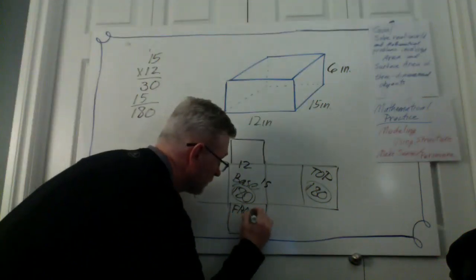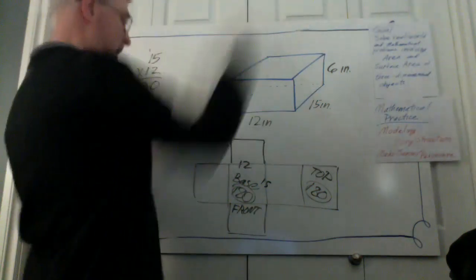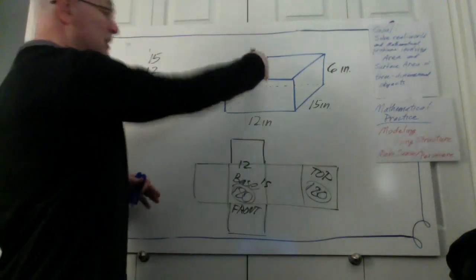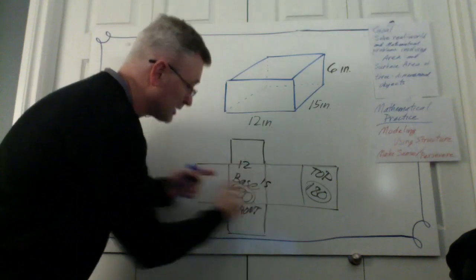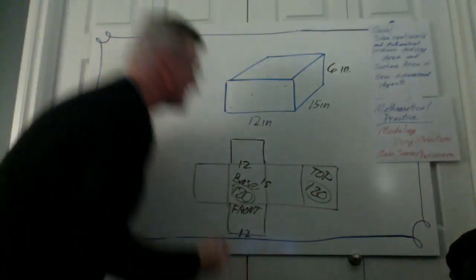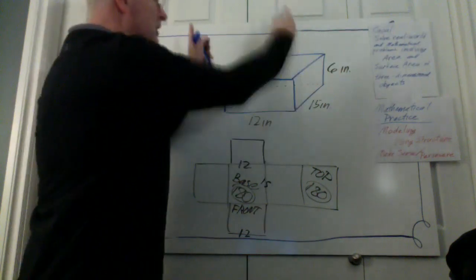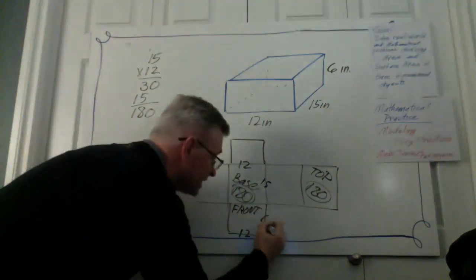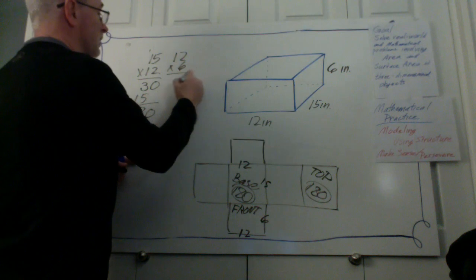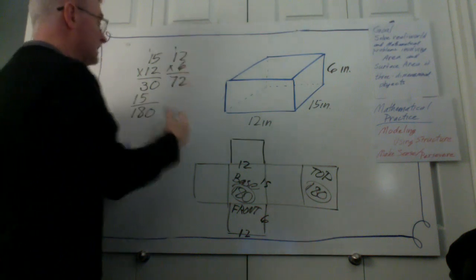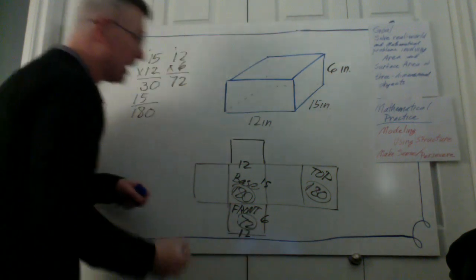I'm going to mark this one the front, because if I was to take this thing apart and lay it flat, flat, flat, and just let everything fall down, this one would come down, and that would come down here. Now the front is 12 across, and it is 6 tall. Everything that's going this direction is 6. Well, 12 times 6 is 72. So this is 72. And I'm going to circle it again.